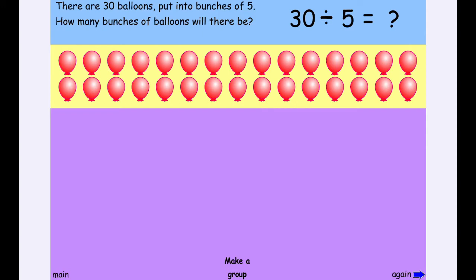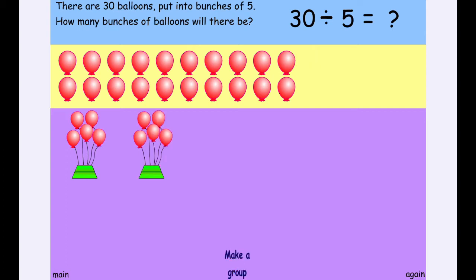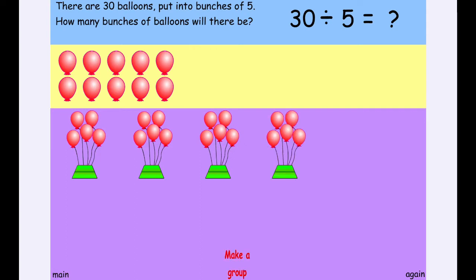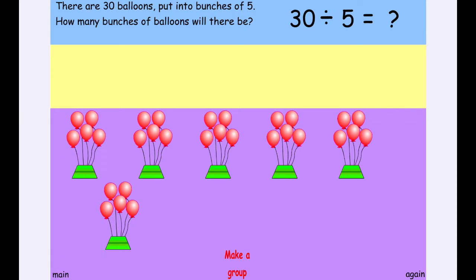Okay, let's try and find the answer. So this question had 30 balloons and we wanted to put them into bunches of 5. So let's put 5 balloons together. 1, 2, 3, 4, 5. 6, 7, 8, 9, 10. 11, 12, 13, 14, 15. 16, 17, 18, 19, 20. 21, 22, 23, 24, 25. 26, 27, 28, 29, 30. You've now drawn 30 balloons.